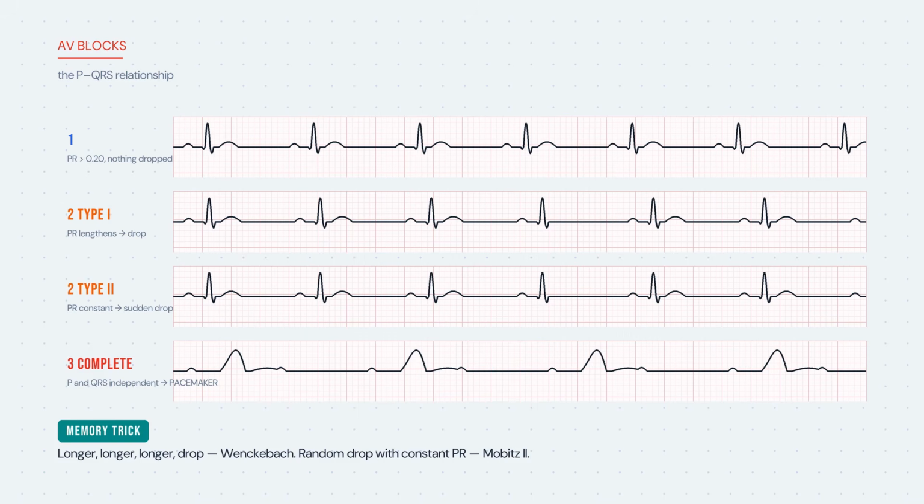Third degree, complete block, nothing gets through, the atria fire at their rate, and the ventricles fire at their own escape rate, completely independently. This is the one that needs a pacemaker. Longer, longer, drop, that is a Wenckebach.